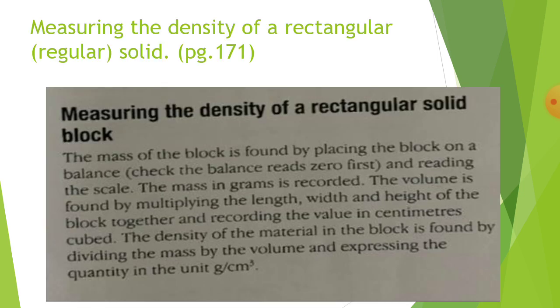So in measuring the density of a rectangular solid block, the mass of the block is found by placing the block on a balance. Check the balance reads 0 first, and then read the scale. The mass in grams is recorded. The volume is found by multiplying the length, width and height of the block together and recording the volume in centimeter cubed. The density of the material in the block is found by dividing the mass by the volume and expressing the quantities in the unit gram per centimeter cubed, then changing it to kilogram per meter cubed by multiplying by 1,000.